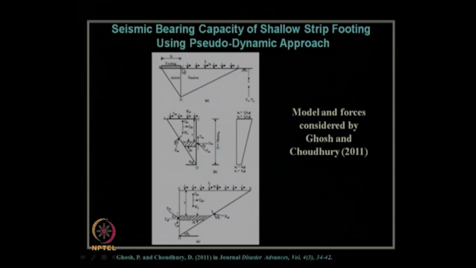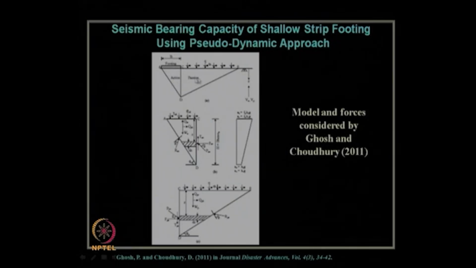So, what we have done: this is a shallow strip footing. The base of the footing is shown here. The failure surface is assumed as a two-zone failure surface and again a one-sided failure mechanism, in the same way as we considered in the pseudostatic case, but instead of a curved failure surface, here we have taken two zones, active and passive.